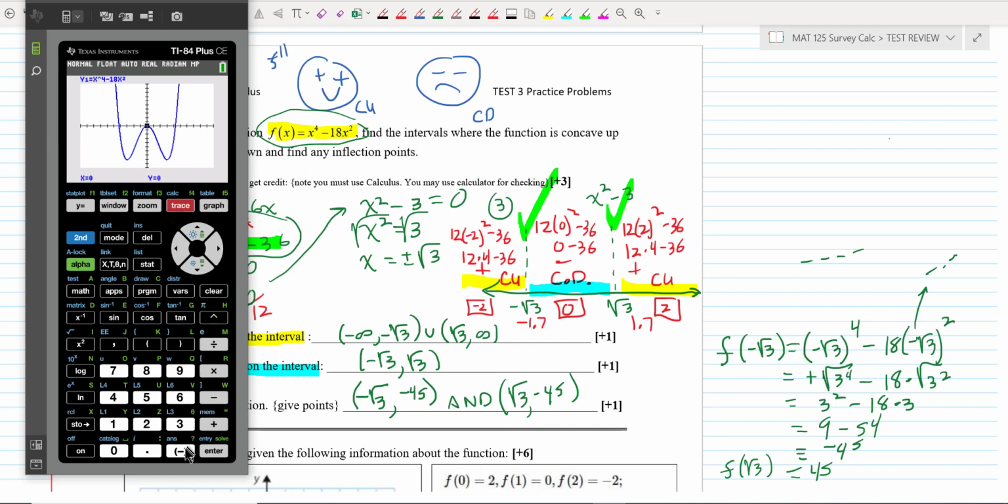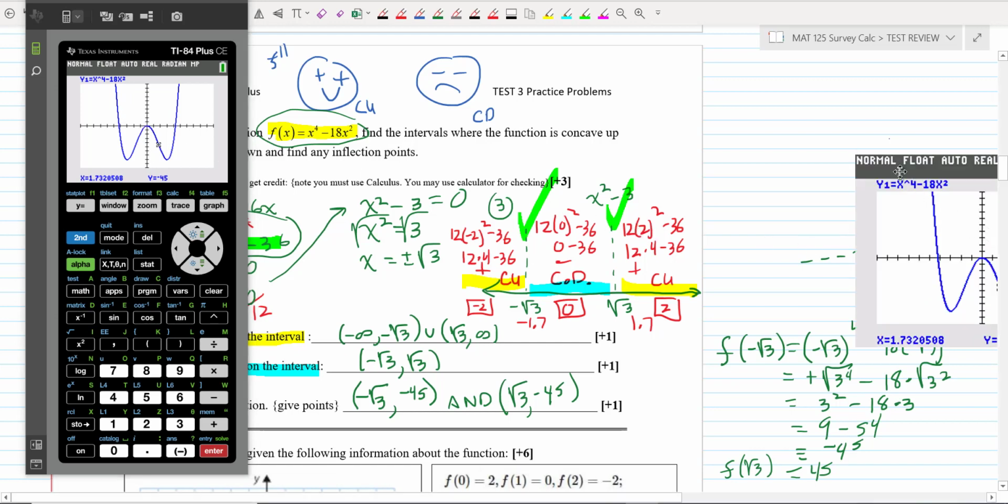So if you trace at negative square root of 3, which is where we found a point of inflection, that's negative 45. That's where this graph changes from concave up to concave down. So that verifies that's right. And then you would trace at positive square root of 3, and that would be at the other point of inflection. So see, that looks perfectly the way it's supposed to look.